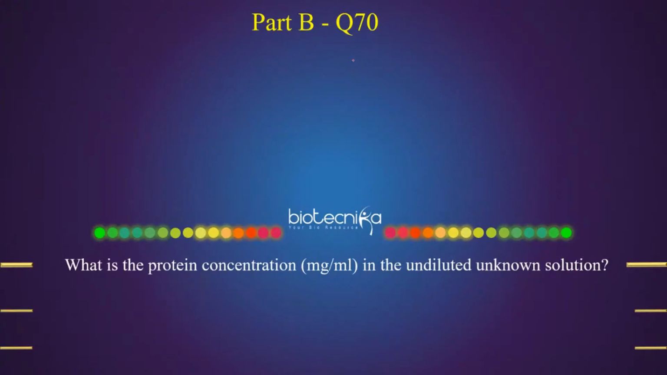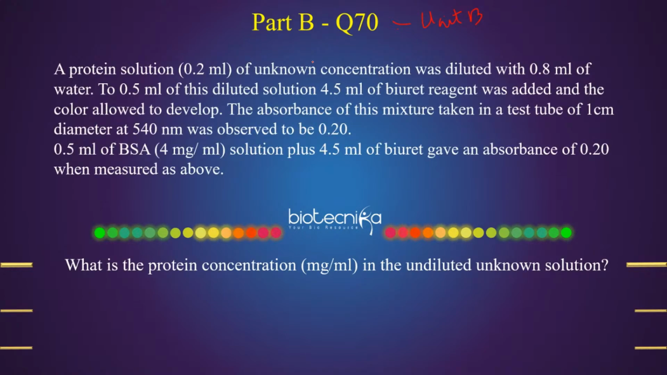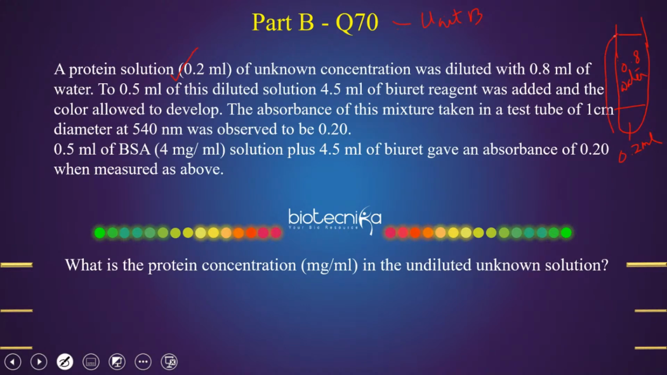Then there was one more question, in conjunction with unit 13 under shift 1. This question gave a lot of information about biuret. A protein solution was taken. You have taken 0.2 ml of protein sample of unknown concentration and diluted it with 0.8 ml water. From this, you took 0.5 ml of the diluted solution, and to that you added biuret reagent.